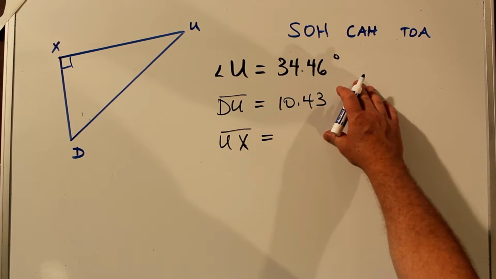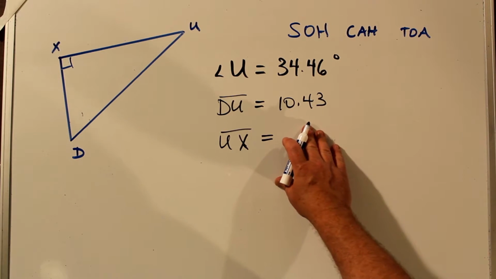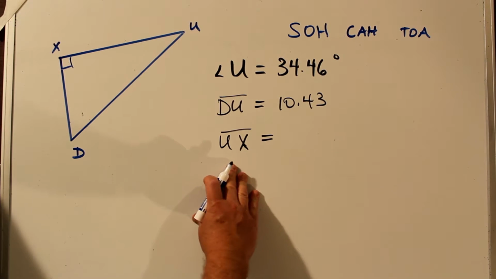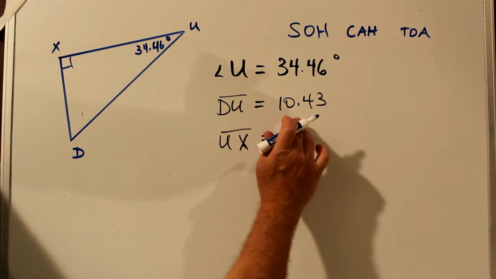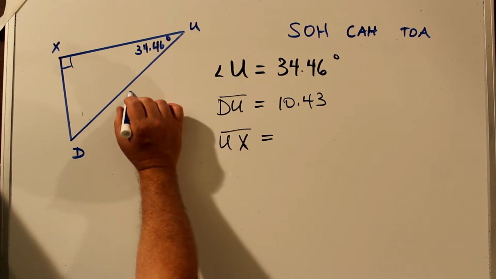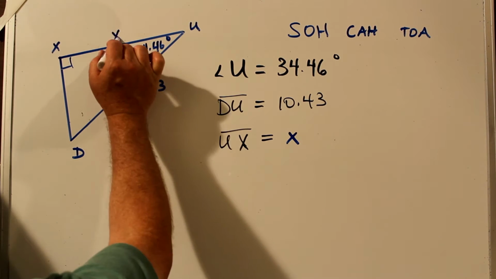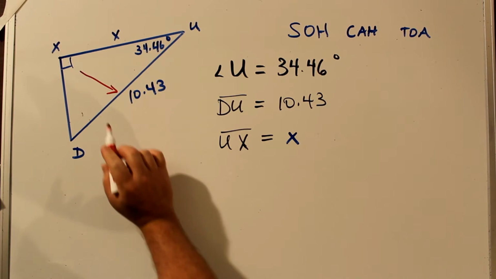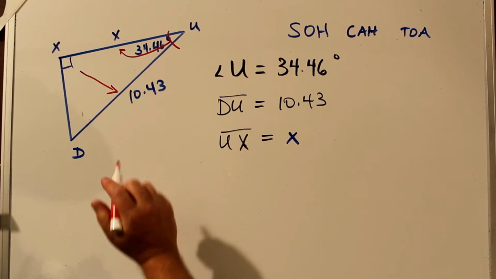In this problem, angle U is 34.46 degrees and length DU is 10.43. We're to find the length UX. Well, let's write in what we know. Angle U is 34.46 degrees. Side DU is 10.43. And UX we'll call our variable X. That's what we want to solve for. Side DU is opposite the right angle, so that's the hypotenuse. And we also know the side that's adjacent to the angle that we know.